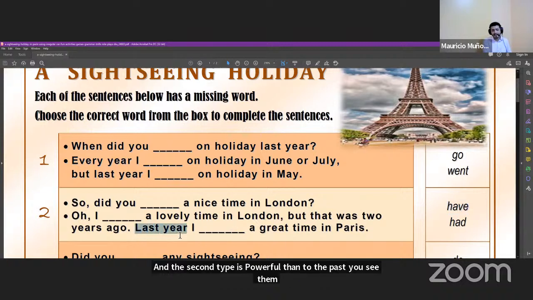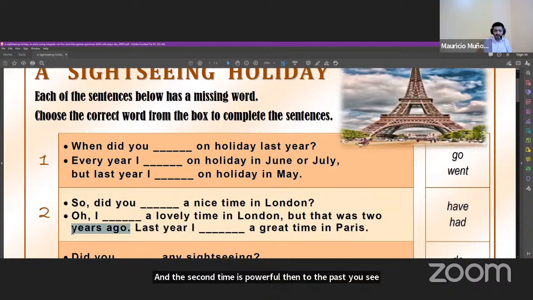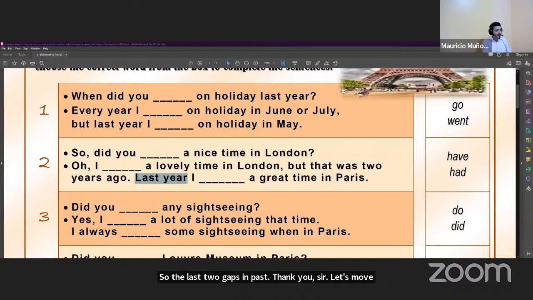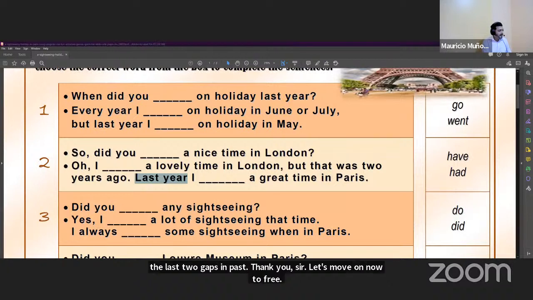The number 3 has year, but that was 2 years ago. Tenemos dos cláusulas de tiempo que nos indica que el verbo en qué tiempo lo vamos a utilizar, ¿ok? Tenemos years ago y de ahí tenemos la última línea con last year. So the last 2 gaps in past. Thank you, sir. Let's move on. Number 3. Anyone? Number 3, please. Okay, no volunteers.